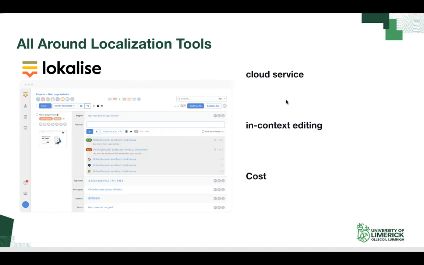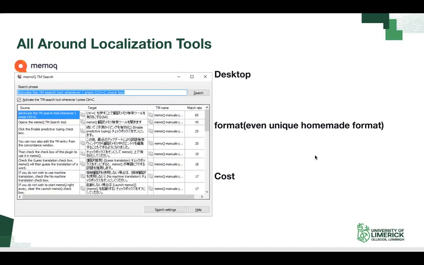The price of Localize is from $90 to $435. The next one is the desktop version of MemoQ. Of course, MemoQ has a cloud version, but that version only has a part of the functions. So if we use cloud services, maybe Localize is better and has more functions.